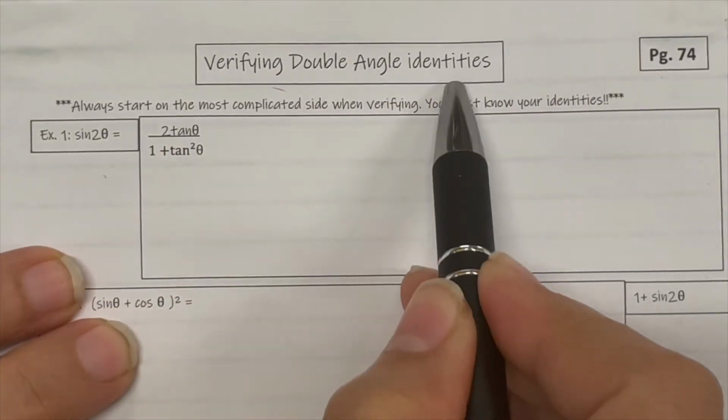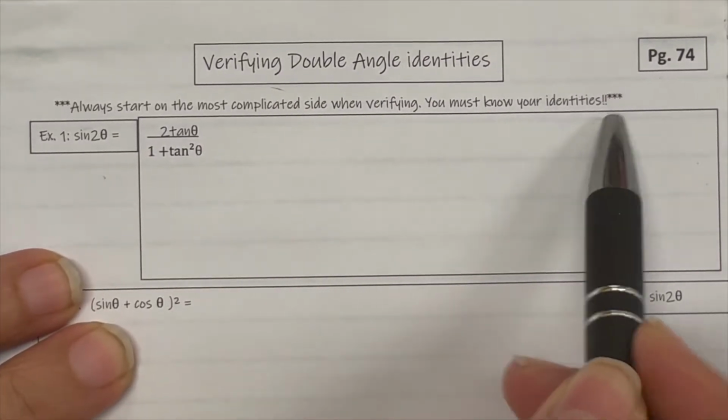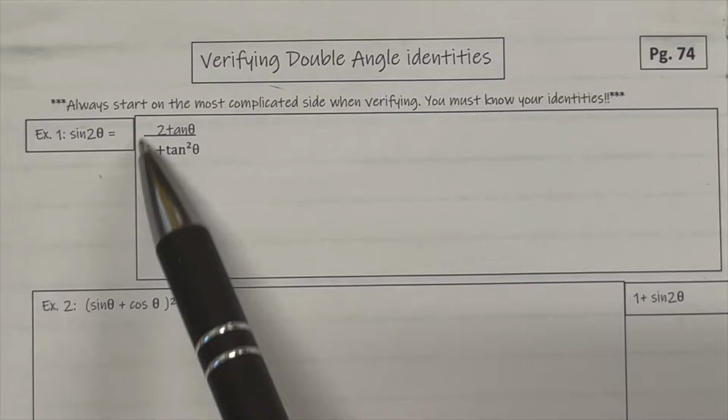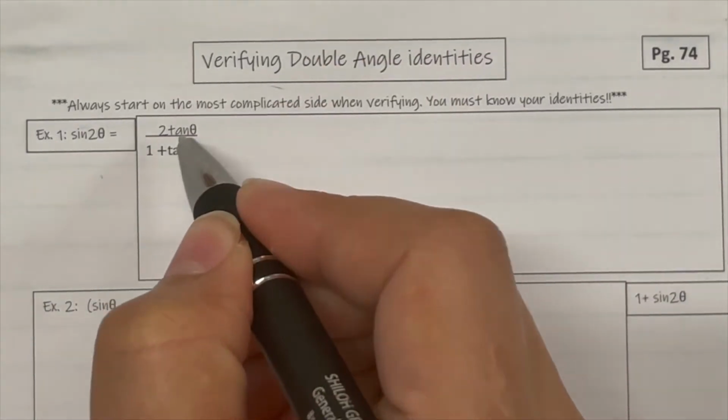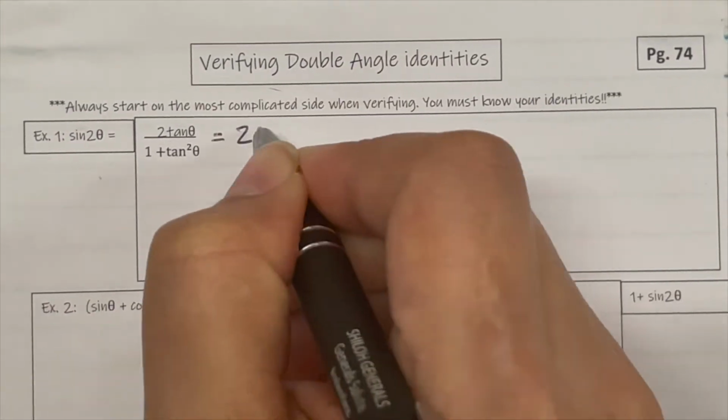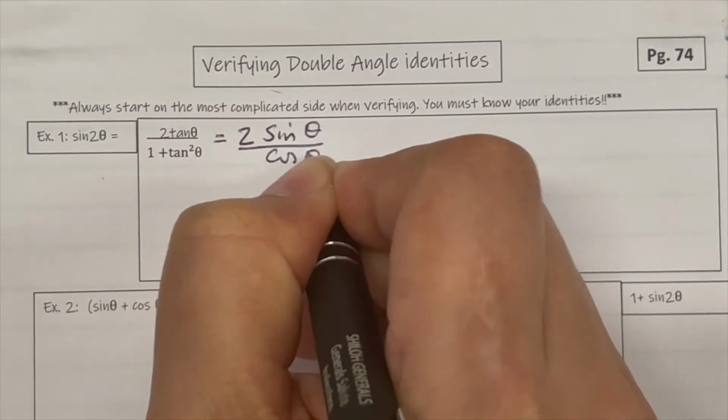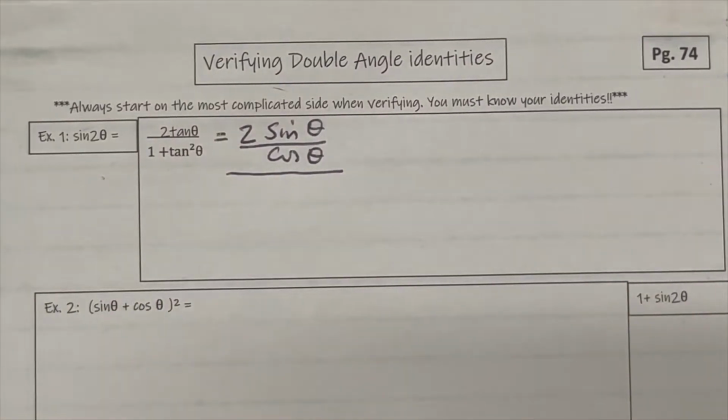All right, so we're going to take a look at verifying double angle identities. Remember, you always start on the most complicated side, and you have to know your identity. So the most complicated side is on the right-hand side. Let's rewrite this. So how do I write tan? Sine over cosine. All right, 1 plus tan squared, I know is secant squared.